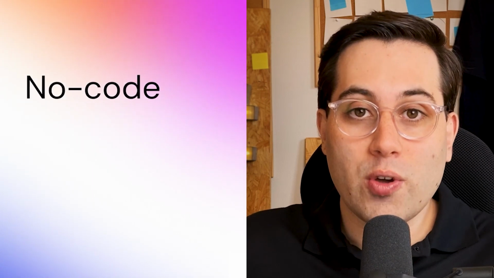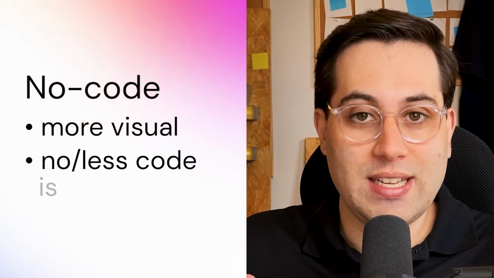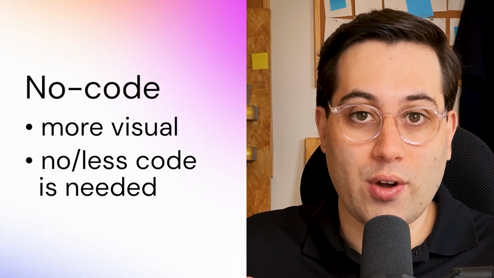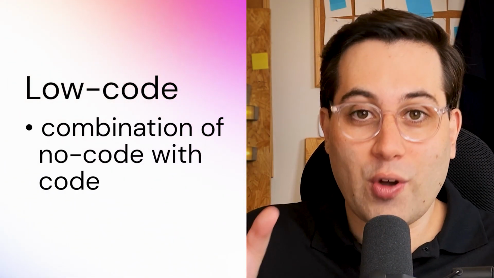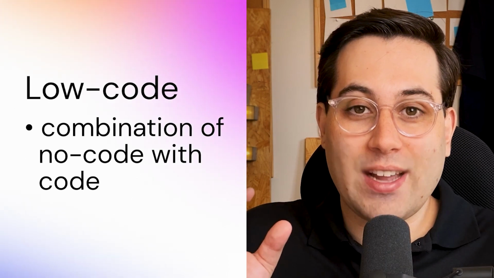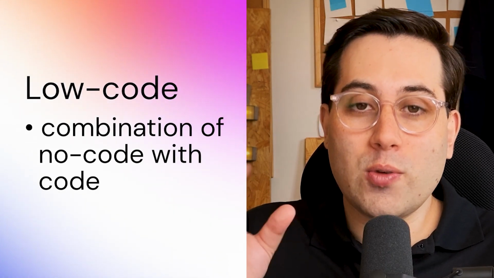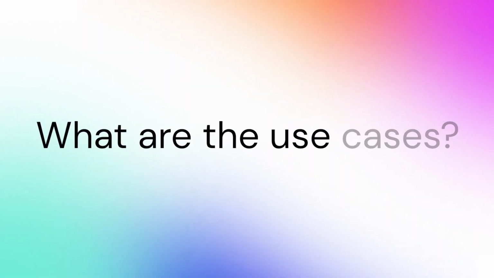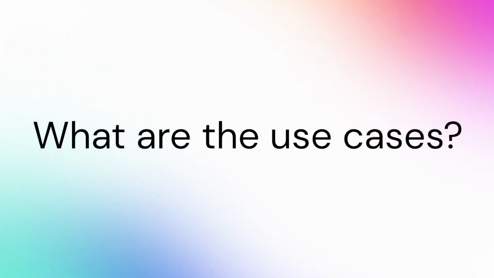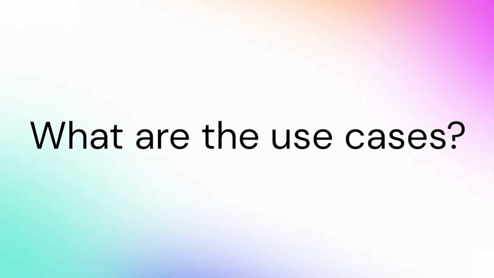So basically the main difference between a no-code and a low-code tool is that no-code is more visual, less code needed or no code needed at all, and low-code is a combination of no-code with code as well. So it means it's the concept of no-code, but also with a little bit of code inside the no-code tool. Did you get it? So it's kind of a way to separate different kinds of tools.